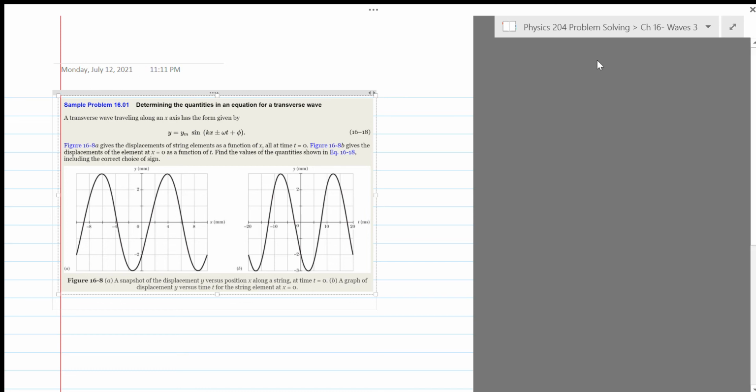Alright, so in this question, we are determining quantities in an equation for a transverse wave. We're given the general equation, y equals y maximum, which is the amplitude, sine kx plus or minus omega t plus phi. Like I said, this equation can also be written as sine omega t plus or minus kx plus phi, of course, if we have a phase difference. We know we have a phase difference if the wave does not pass through the origin.